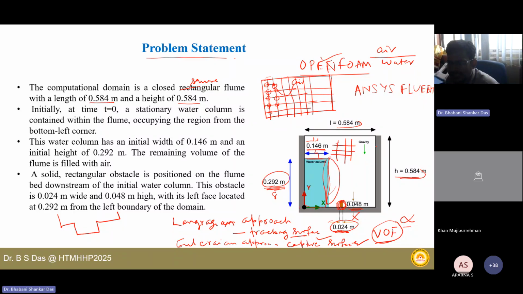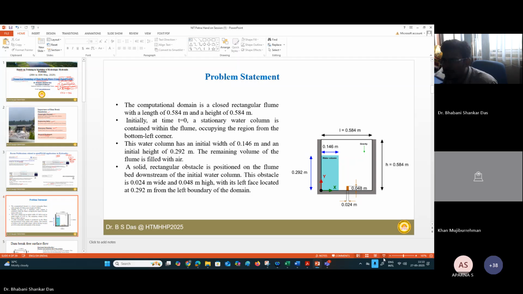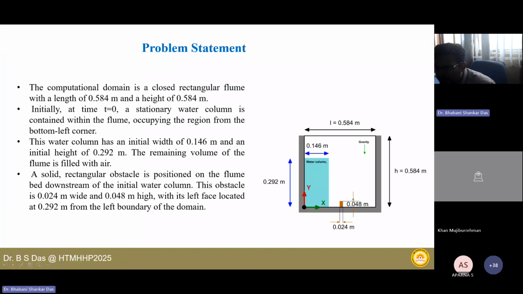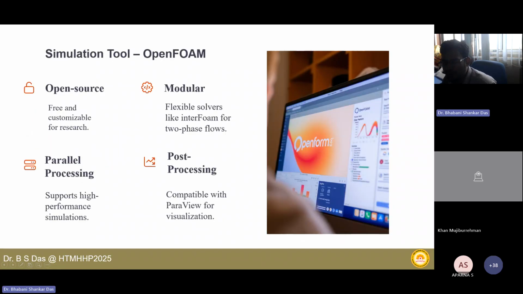Okay, so the problem here is clear. This is a dam. What will happen if the right-hand side falls, and it interacts with this obstruction, and then hits the boundary, then how does it come back? That is the whole problem we need to find out. And here the approach used will be the volume of fluid approach.